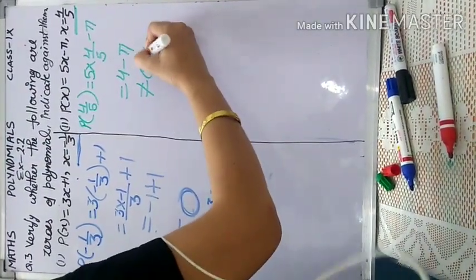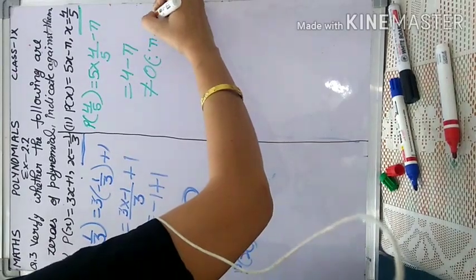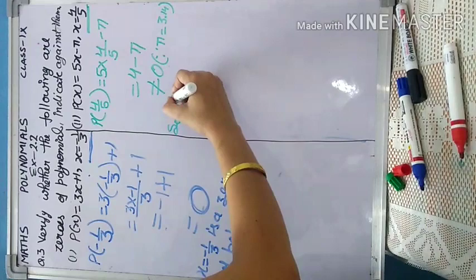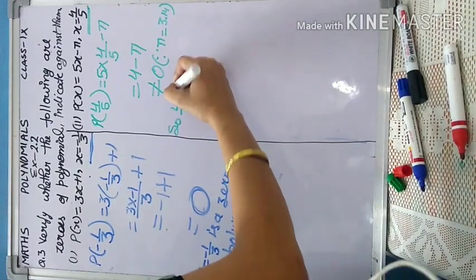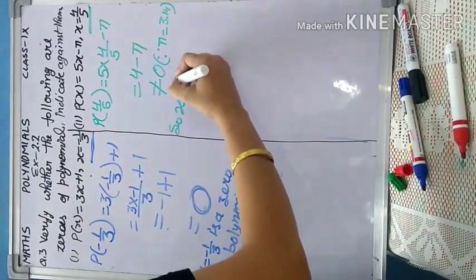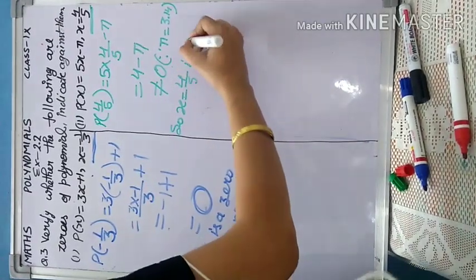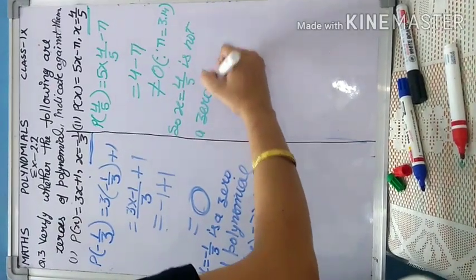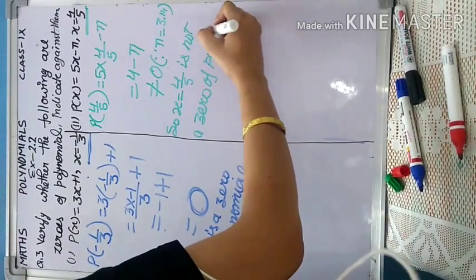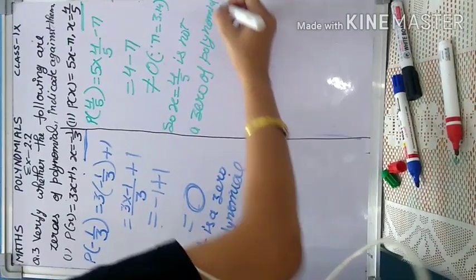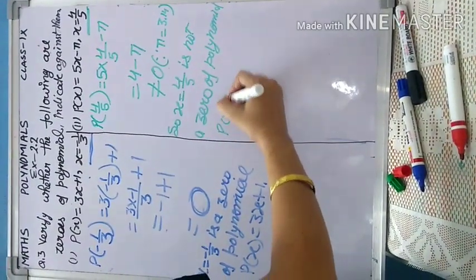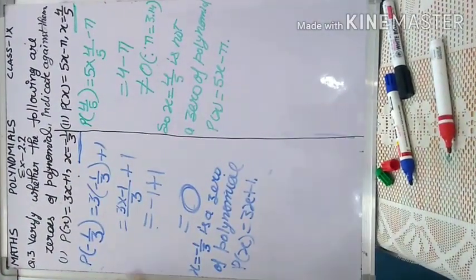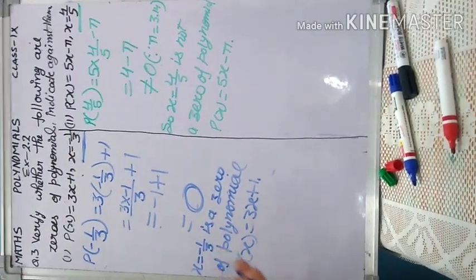In brackets you can write, since pi is equal to 3.14. So 4 upon 5, x is equal to 4 upon 5 is not a zero of the polynomial Px is equal to 5x minus 5. That's all for the third question.